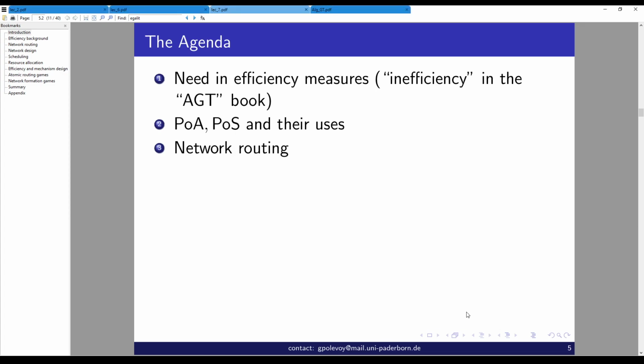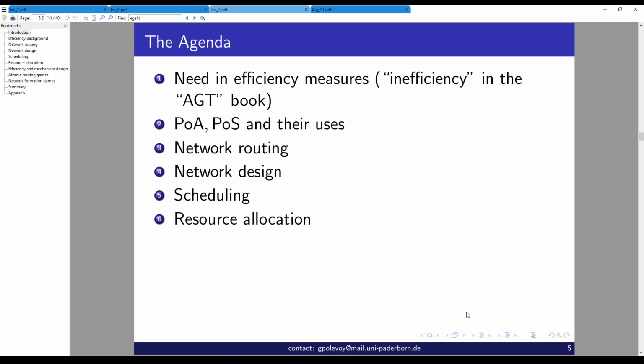So this is the first example, network routing. That, as you can guess, is a very practical example. Then network design, when you build the network. Network routing is about finding a way in a network. Network design is about connecting. Scheduling speaks for itself. Resource allocation is also a very practical topic, so that's definitely something we need in computer science.